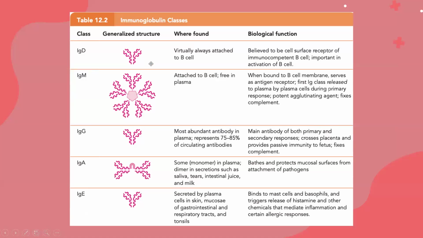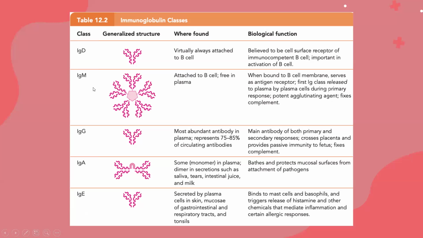Okay? Your IgD, you virtually find them always attached to the B cell. Okay, they're not usually freely roaming, and they're believed to be the cell surface receptor for the B cells. And they're very important in the activation of that B cell kasi nga almost always attached siya to the B cell. Your IgM is another one that is attached to the B cell, but they can also be found free in the plasma. Okay, when it's bound to your B cell membrane, it is a receptor similar to the IgD, and this is the very first class of immunoglobulin released to the plasma during a primary response.